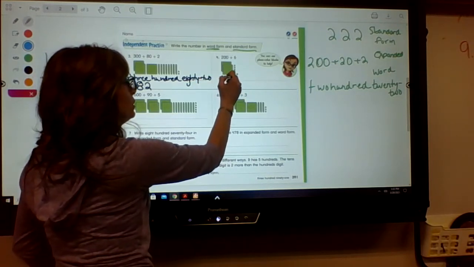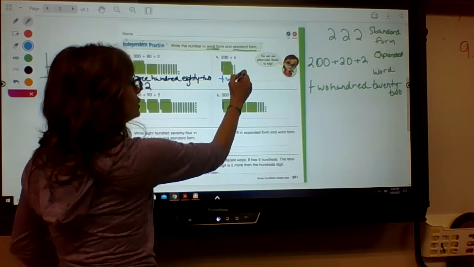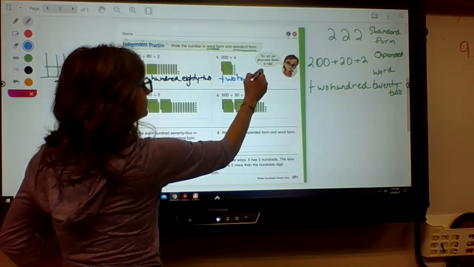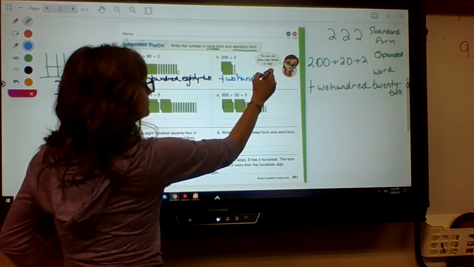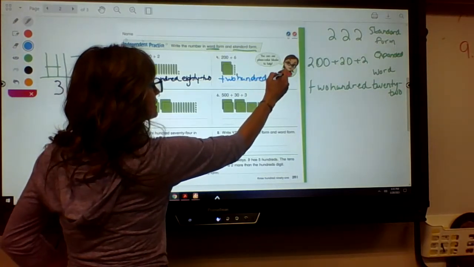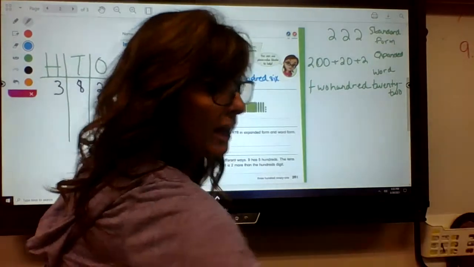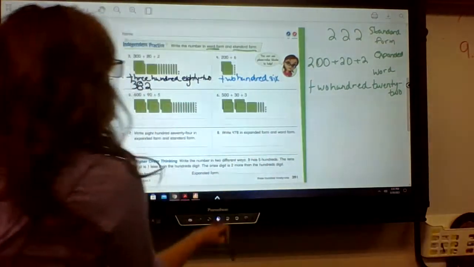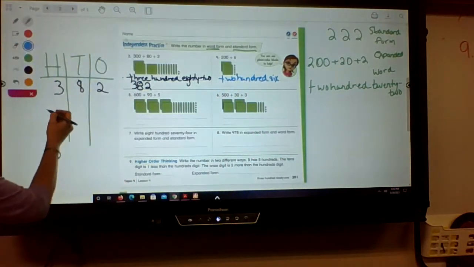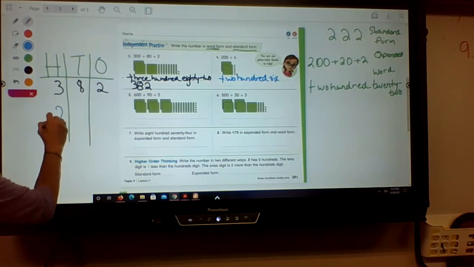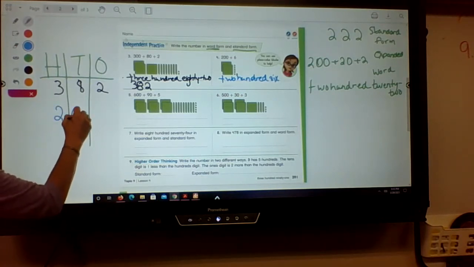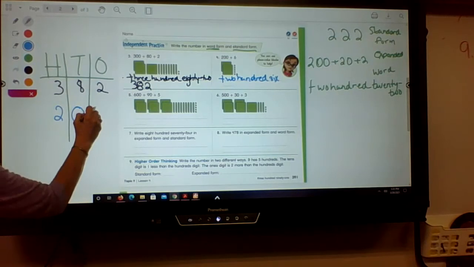So 200 6. There's nothing in the tens place, right? There's not any of these, so we can't use any tens. So think about it over here in your chart. We have 2, nothing there, so we have to give it a place, so it's a 0. And then we have 6.